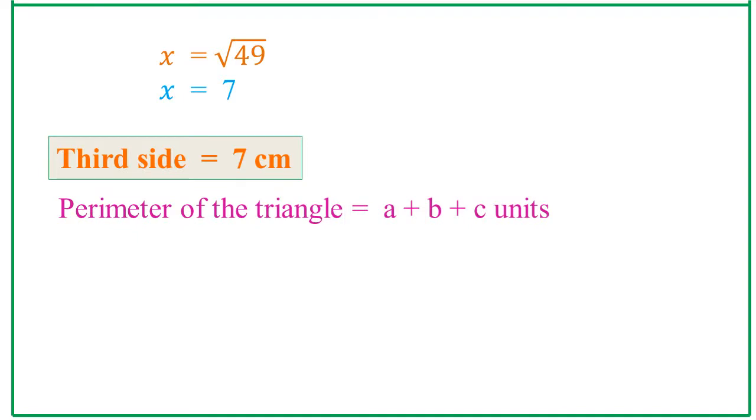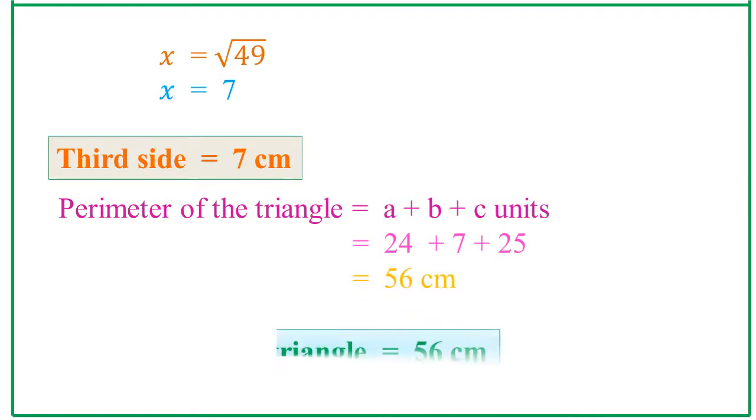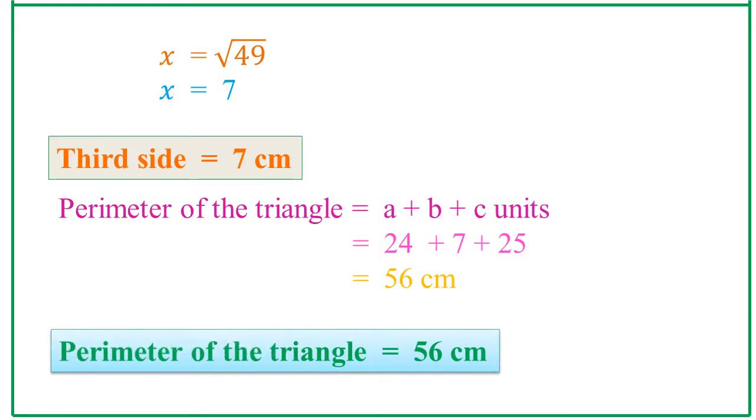Perimeter of the triangle formula a plus b plus c units. We know the values. A equal to 24 centimeter, b equal to 7 centimeter, c equal to 25 centimeter. Substitute the values. It gives 24 plus 7 plus 25. We can add the values. We get 56 centimeter. Perimeter of the triangle equal to 56 centimeter.